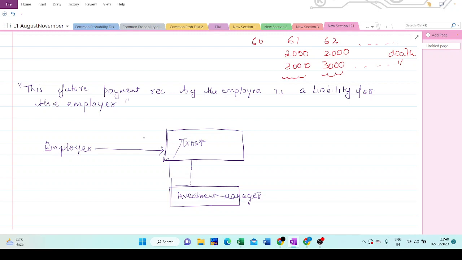The investment manager would invest the money contributed by the employer in stocks and bonds, right? So the employer contributed money in the trust and the investment manager invested this money in stocks and bonds, right? And these investments in stocks and bonds would be known as pension plan assets.